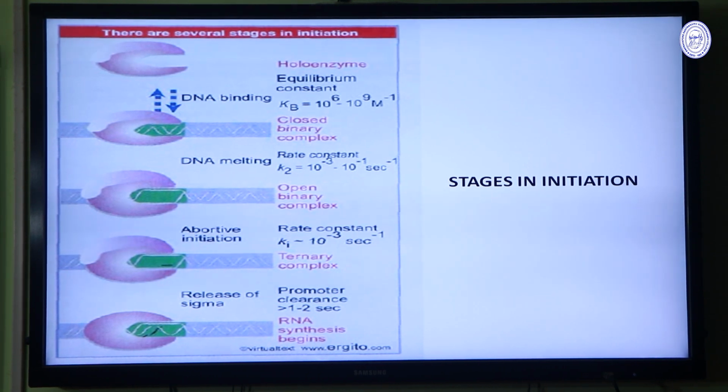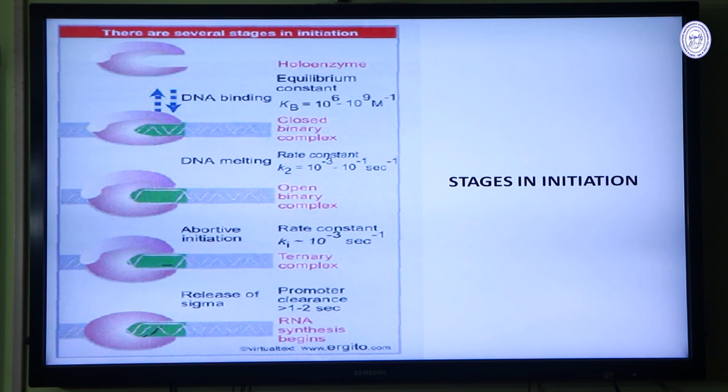RNA polymerase binds to the promoter sequences, then first the closed binary complex is formed. Binary means there are two components, one is the RNA polymerase holoenzyme and another is the double stranded DNA. Next step is the melting of the DNA and the open binary complex is formed. Open, because the melting reaction has started, and the RNA polymerase is associated with this open region of the DNA. So, it is the open binary complex.